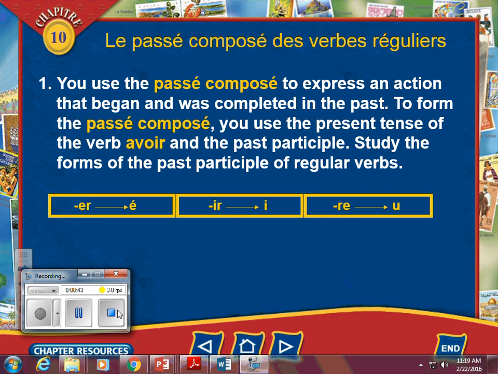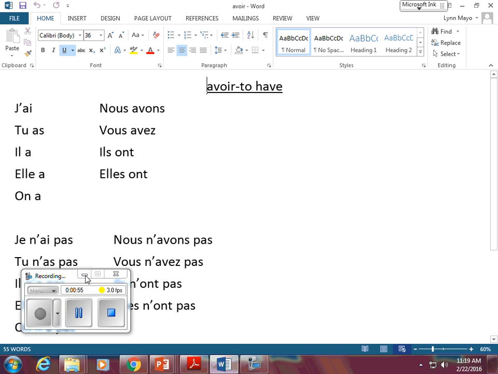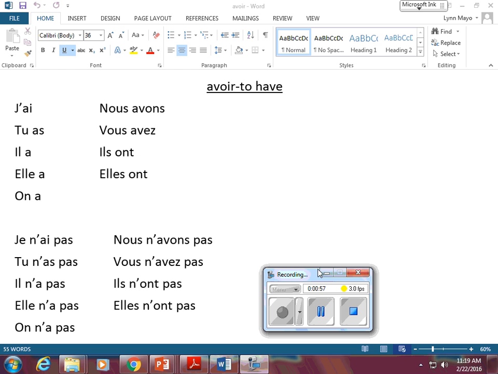All right, so the first thing we need to know when we're doing the passé composé is the verb avoir. Do you remember the verb avoir? It means to have. Let's do a quick review of the verb avoir. Okay, here's avoir in the affirmative. J'ai, tu as, il a, elle a, on a. Nous avons, vous avez, ils ont, elles ont. I have, you have, he has, she has, we or they have, we have, you have, they have, right?